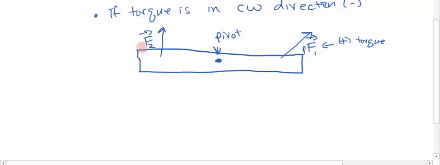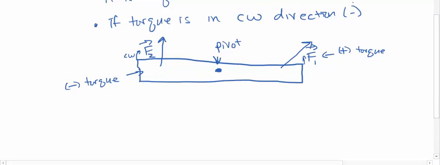Now, this one is also going up, so you can't go by whether the force is up or down. You have to go by clockwise or counterclockwise, which requires you to know where the pivot is. The pivot's right here. This force would create a torque that would cause it to rotate in the clockwise direction, so this one would create a negative torque. So torque has signs just like the angular acceleration and the angular velocity do, and you're going to have to pay attention to them. All right, and that's pretty much all I have.